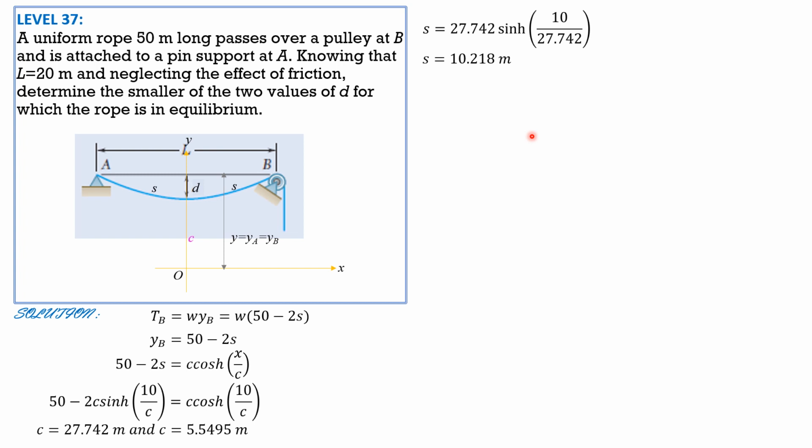Y, which is C plus D, equals 50 minus 2S. So 27.742, this is C plus D, which is YB, equals 50 minus 2 times S, and S is 10.218. So we can now solve for the smaller value of the sag, D, equals 1.822 meters.